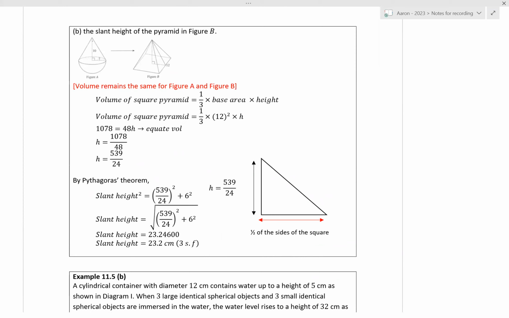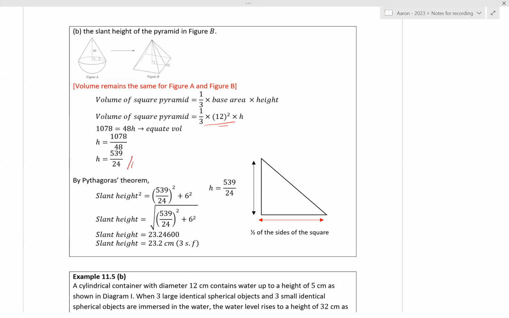They already gave it to you that the base is a square of 12 cm each side. So I can equate 1078 to 48h, which is 1/3 times 12 squared times h, because 12 squared is the base area of your pyramid. From there, you can work out h to be a certain fraction. Same thing I told you before, because this is part of the working, there's no need to simplify this. Just leave it as such because it makes your life easier to key in the calculator later at the end part.